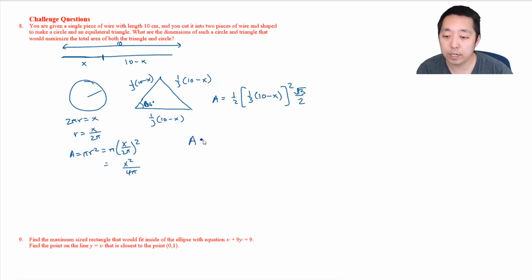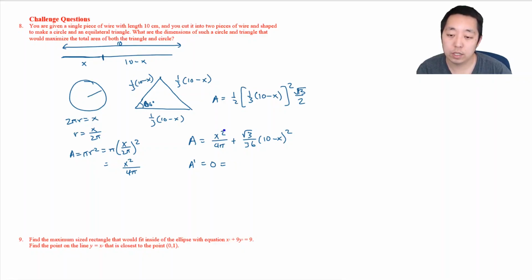So the total area I'm going to get is x squared over 4 pi plus this area here, which is root 3 over 4 times 1/9. So 1/3 squared is 1/9, and 9 times 4 is 36. So root 3 over 36 times 10 minus x quantity squared. And I want to know when this is maximum, so I'm going to set the derivative equal to 0.